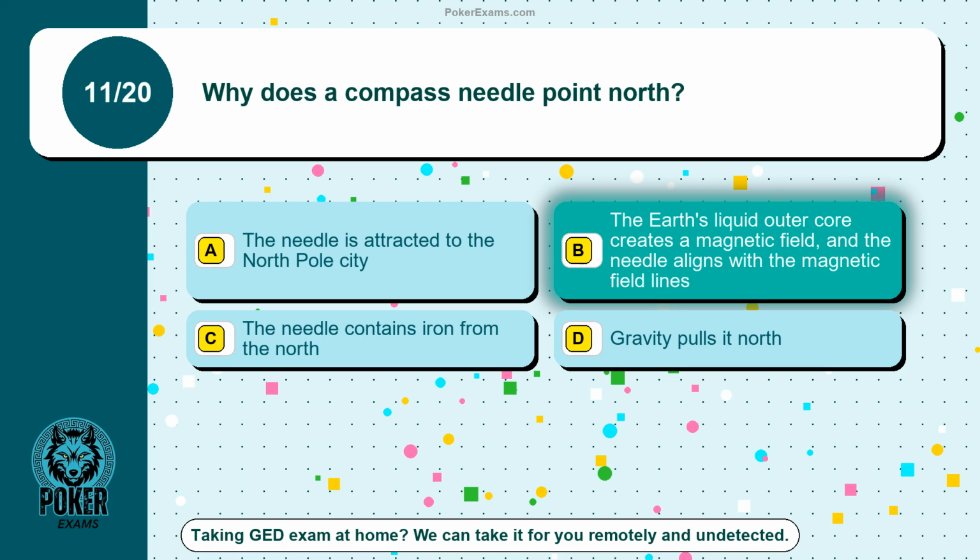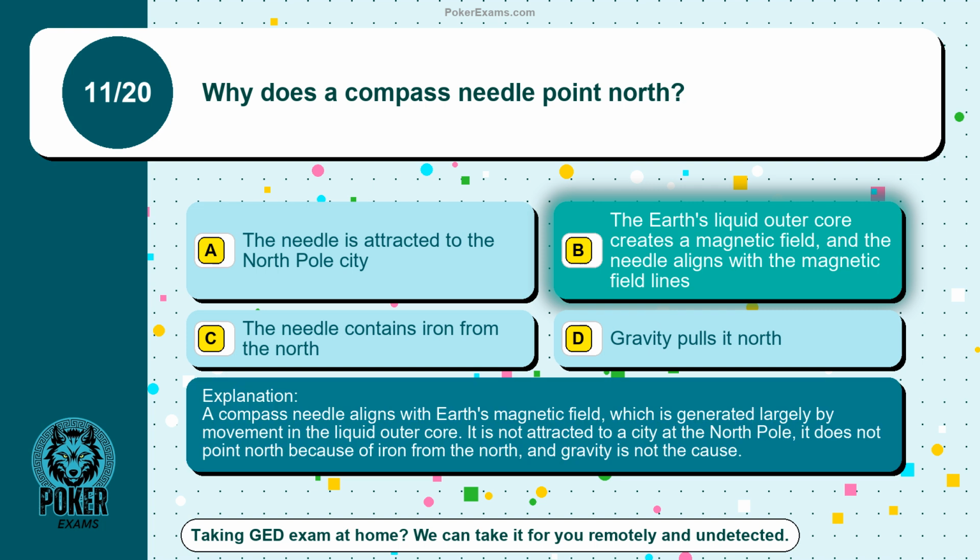The correct answer is option B. The Earth's liquid outer core creates a magnetic field, and the needle aligns with the magnetic field lines. A compass needle aligns with Earth's magnetic field, which is generated largely by movement in the liquid outer core. It is not attracted to a city at the North Pole, it does not point north because of iron from the north, and gravity is not the cause.